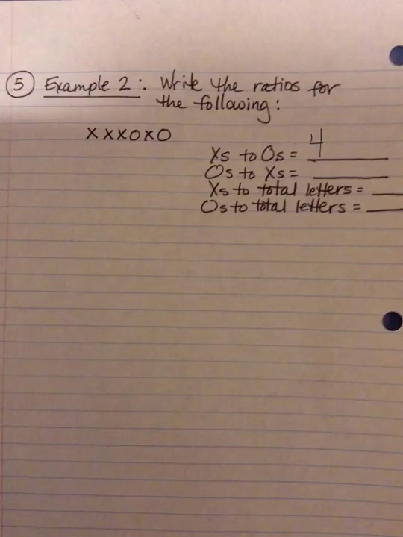So I can write it any of the 3 ways. I'm going to write this one with a colon, 4 to 2, because there are 4 x's to 2 o's. If I write o's to x's, I have to do the o's first. So that would be 2, and I'm going to write it a different way. This time 2 to 4. But I can write it either way.